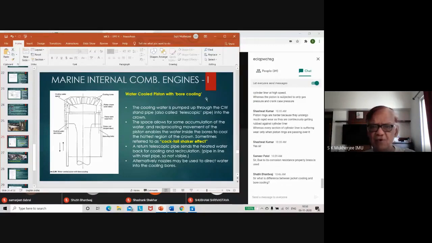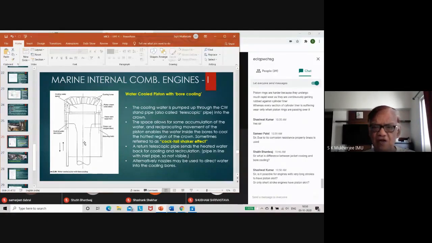Water cooled piston with bore cooling. The cooling water is pumped up through the cooling water standpipe, also called telescopic pipe. These are called standpipes or telescopic pipes, and these pipes are moving up and down along with the piston. The space allows for some accumulation of the water. This space that you see here allows for some water to be accumulated.